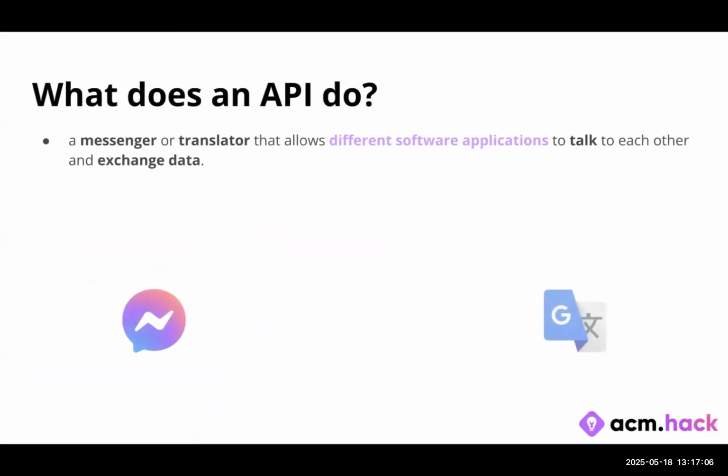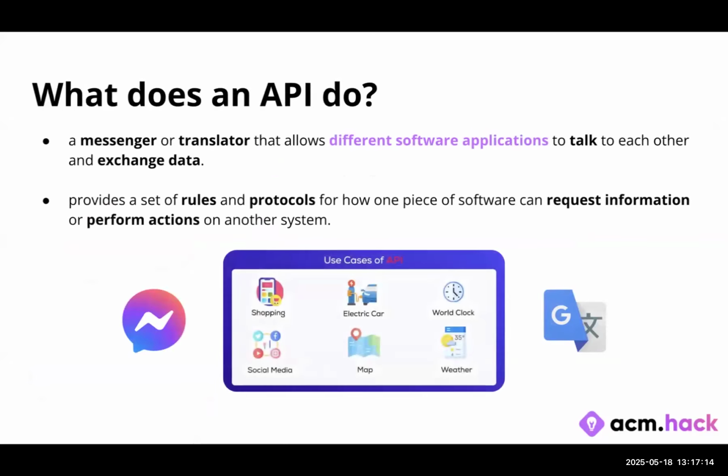So an API is basically a messenger or a translator that allows different software to talk to each other and exchange data. It basically provides a set of rules or protocols to allow different applications to send information to each other, send back responses, send requests. It sort of acts as a communication platform between different applications or software platforms.